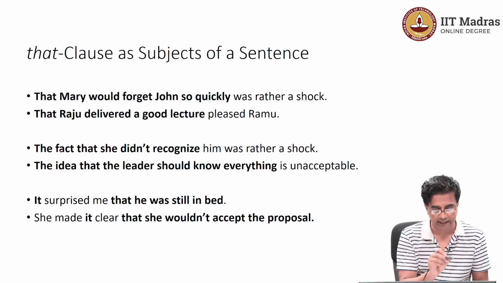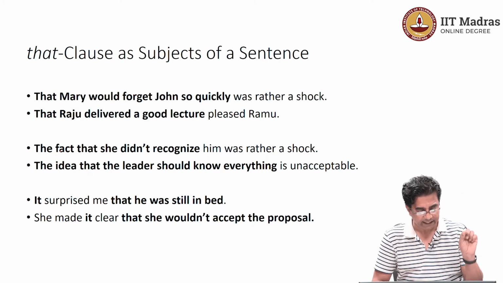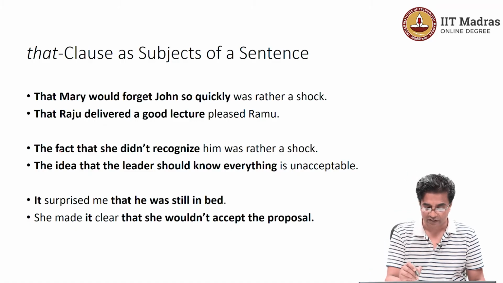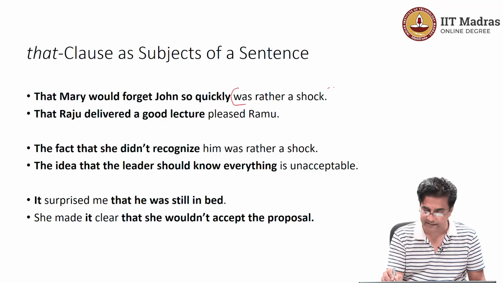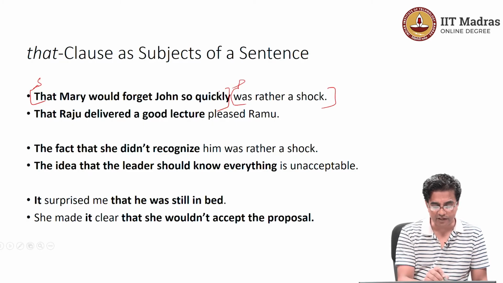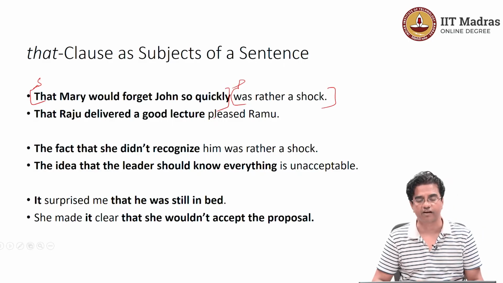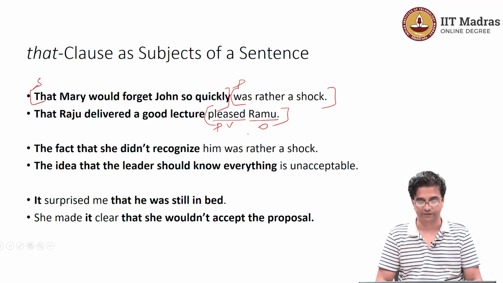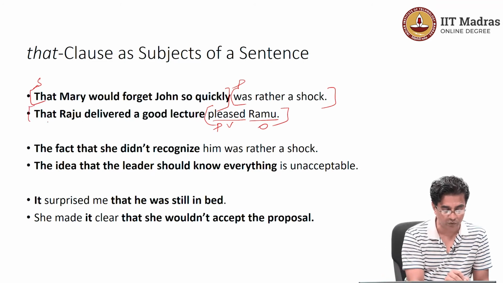Look at this. Here I am trying to put them in bold. That Mary would forget John so quickly was rather a shock. So this is a predicate and this is a subject. That Raju delivered a good lecture pleased Ramu. This is a predicate where pleased is the verb, Ramu is the object of the verb, but this whole thing is the subject of this sentence.